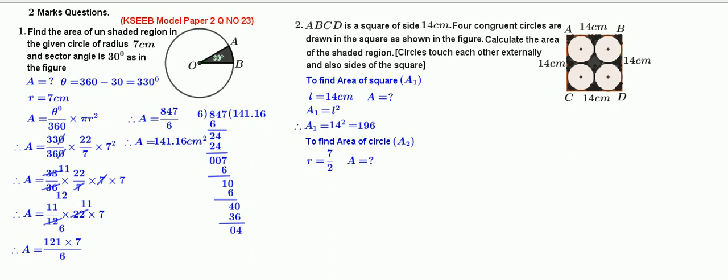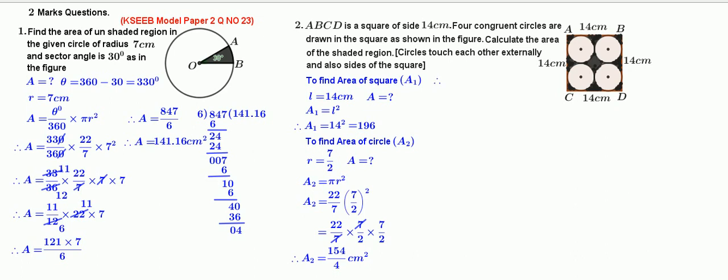Formula to find the area of a circle, that is A2, is equal to pi r square. Therefore, A2 is equal to 22 by 7 into 7 by 2 whole square. Therefore, A2 is equal to 22 by 7 into 7 by 2 into 7 by 2. Here 7 gets cancelled. Therefore, A2 is equal to 154 by 4 square centimeter. 22 into 7 is equal to 154. 2 into 2 is equal to 4.